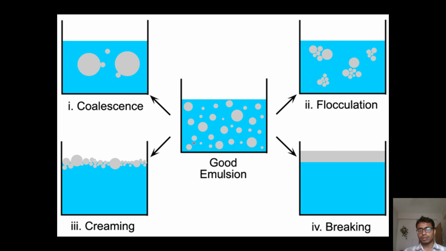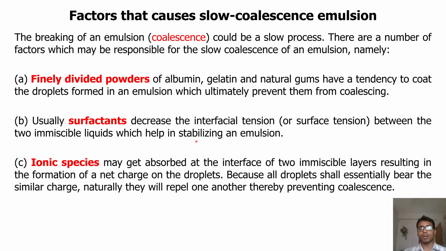Okay, so we can see this is the good emulsion, and this is coalescence, this is creaming, then this is breaking, this is flocculation. Actually, we don't want emulsion. Okay, factors that can cause slow coalescence of emulsion. Because we don't want emulsion in our liquid extraction, so which factors can form this emulsion?